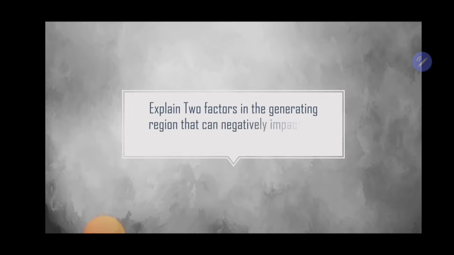It says, explain 2 factors in the generating region that can negatively impact the demand for travel to the Caribbean, right? And this is worth 6 marks. Now, the generating region is where the tourist comes from, right? So that is where they will leave their home, their normal domicile, and may travel. So where the tourist comes from is labeled as the generating region, right? So what is it that can happen in their country that prevents them from traveling?